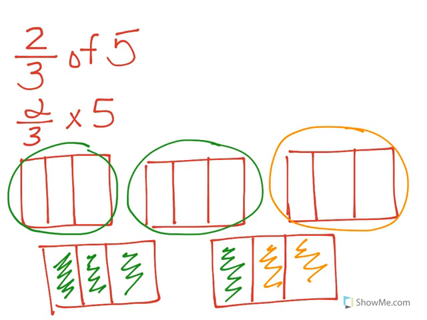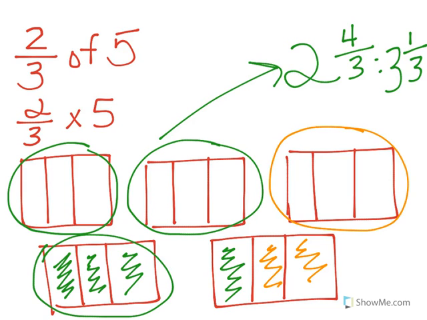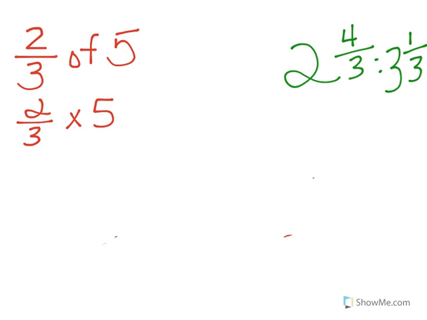So using the visual, what would 2/3 of 5, or 2/3 times 5, be? Well, I can see that I have 2 wholes, and then I have 1, 2, 3, 4 thirds. We also know, as I shaded that in right here, that's really 1 whole. So I would really have 3 whole things and 1/3. So we just did that with a picture.